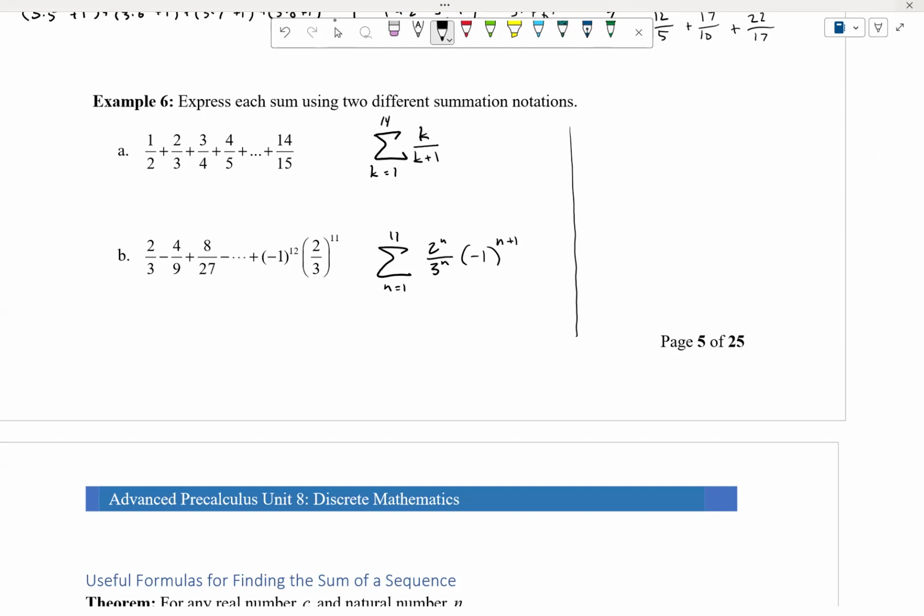Any questions? Yes, Eileen? For A, why is it 14? Oh, wait, never mind. I think the important thing with this 12 on the minus 1 is just that it is even. It doesn't really matter that it's 12, so N plus 1 or N minus 1 would give you the same terms.